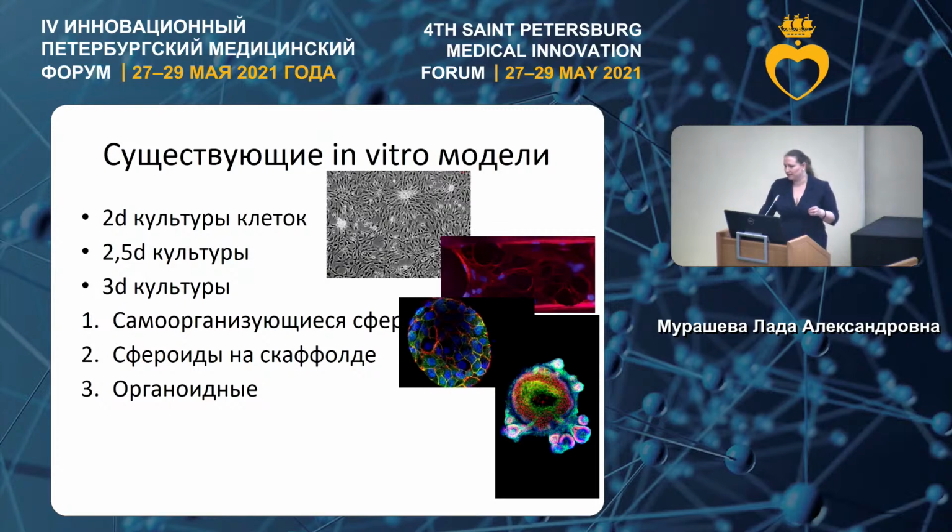Spheroids on scaffold, they are formed or printed. They are manufactured on an industrial extent: nets and sponges on which cell cultures grow, and 3D structures formed in organoid models.